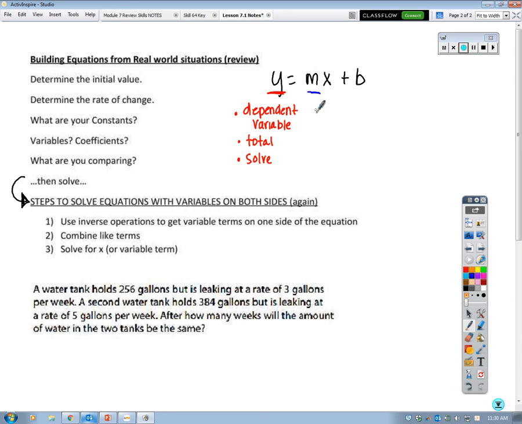M represents our slope, which is also our rate of change, which in a real-world situation is going to be like our dollars per something. So it's our rate per something. X is our independent variable. Because it doesn't depend on anything, it tells us what our dependent value ends up being. In this case, x usually represents the per hour, per mile, per day.